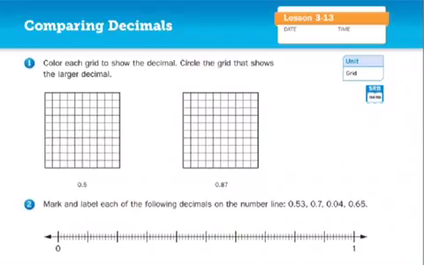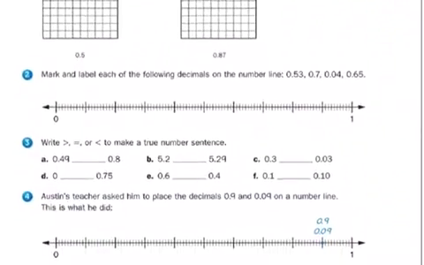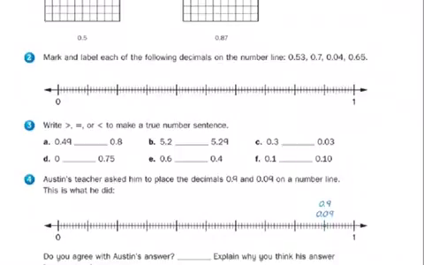Okay, you're going to be working on this page, comparing decimals, in your math journal. On the top one, problem 1, you're going to be coloring each grid to show the decimal. Circle the grid that shows the larger decimal. Make sure you do step 1 and step 2. It's important to do both of those things. Then we've got mark and label each of the following decimals on the number line. Make sure you do all 4 of those.